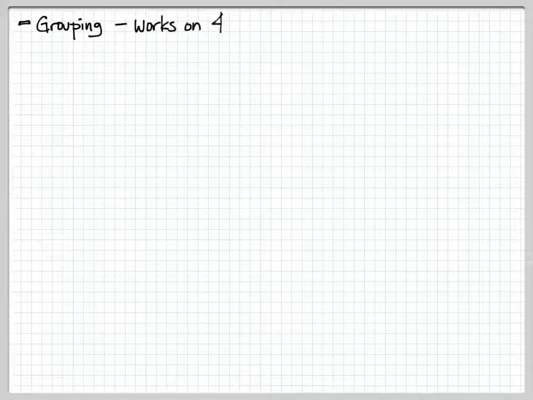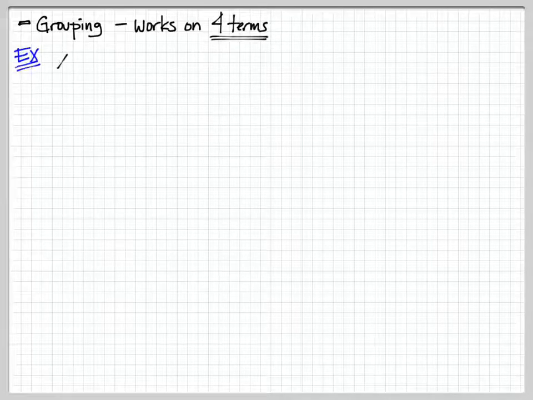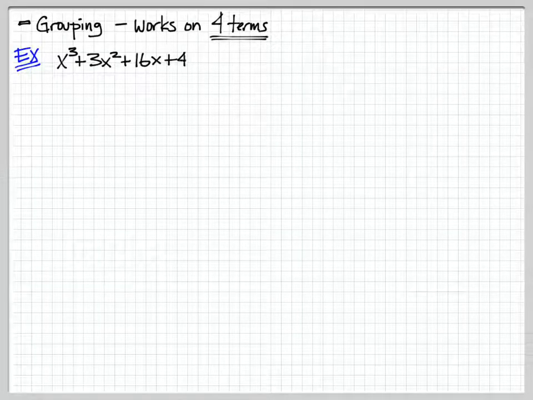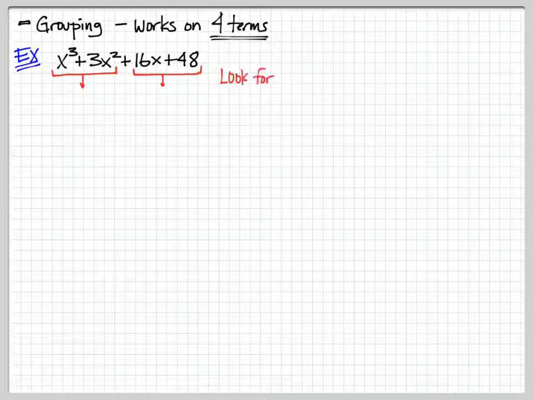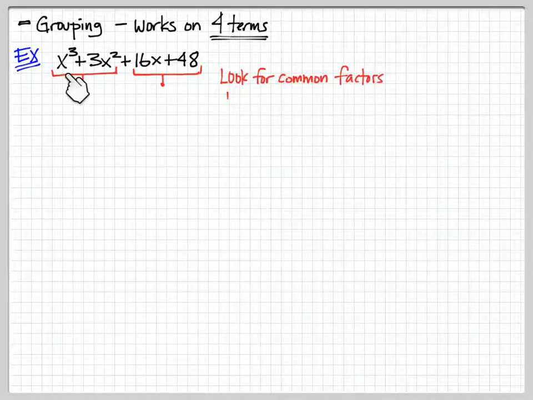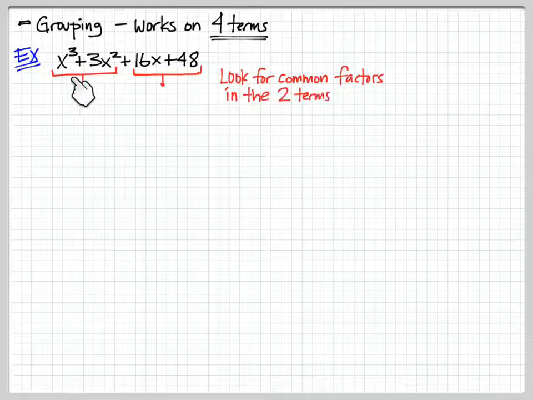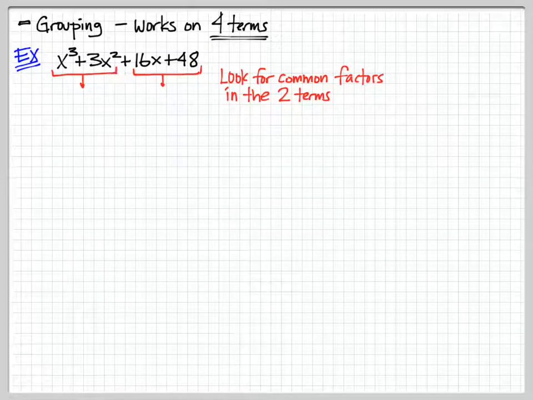Special patterns. Now let's look at grouping. Grouping is another way of factoring, and the key thing to look for is look for 4 terms. If you see 4 terms, you can potentially factor them with this grouping method. And this is how it works. We look at each of these 2 terms separately. Let's look at the first 2 terms over here separately. Look for common factors. In this term here, there's an x squared term in both of them. So let's write that out.